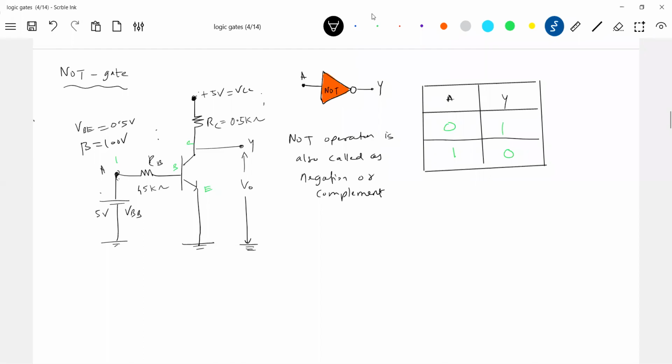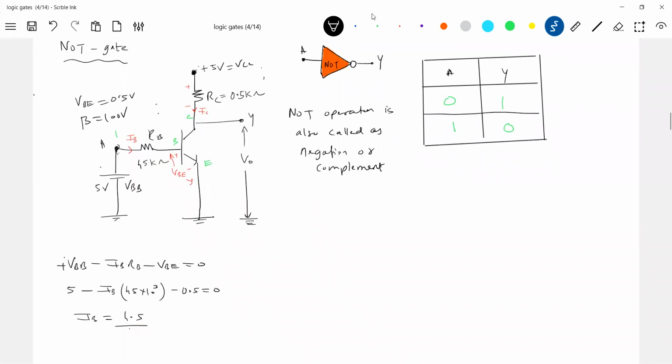Okay, let's come to the implementation. Current IB will flow, with VBE here. Here current IC will flow. Let's write the loop equation, KVL: VBB minus IB RB minus VBE equal to 0. We have 5 volt, 4.5 divided by 45 times 10 to the power of 3, and this will be in milliampere.